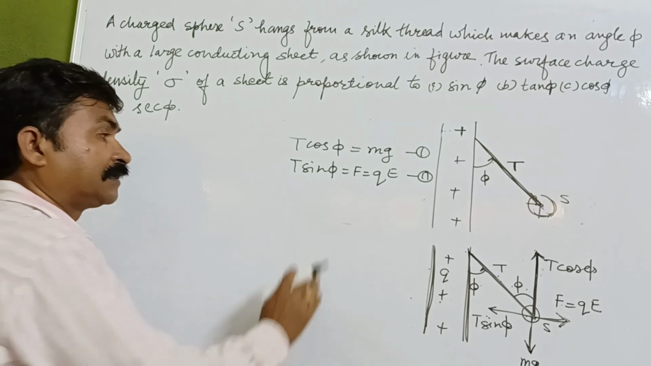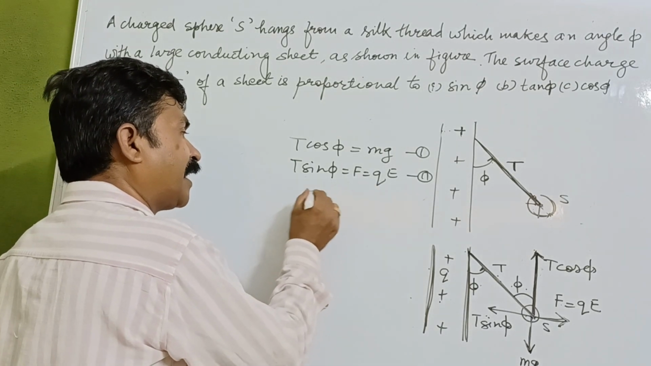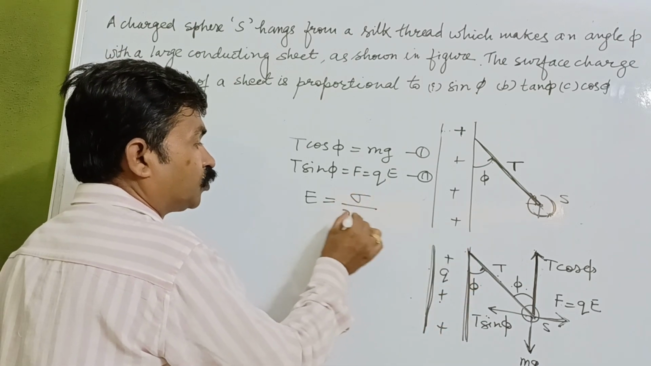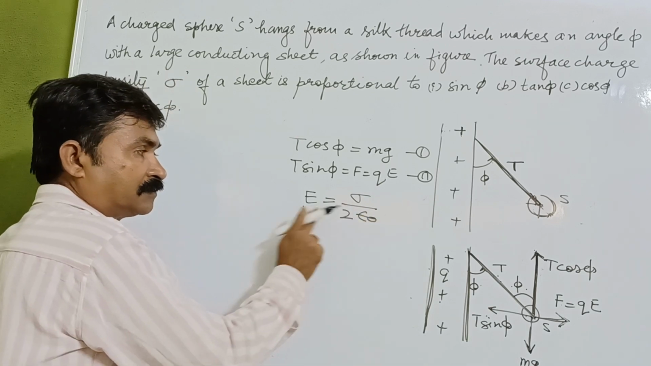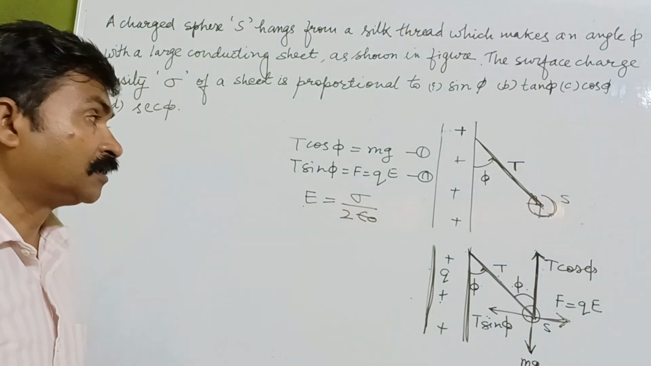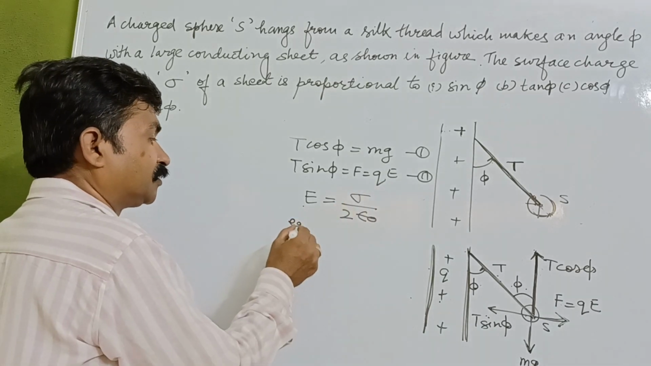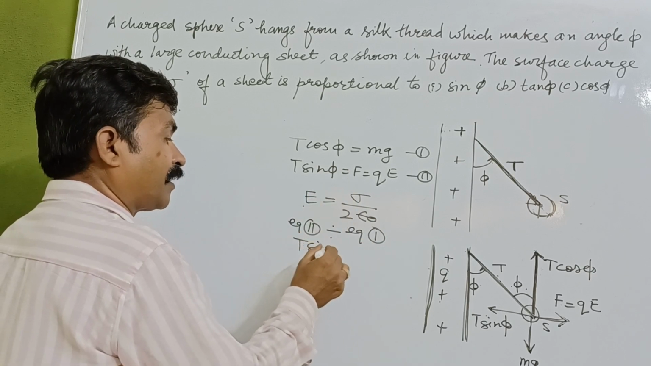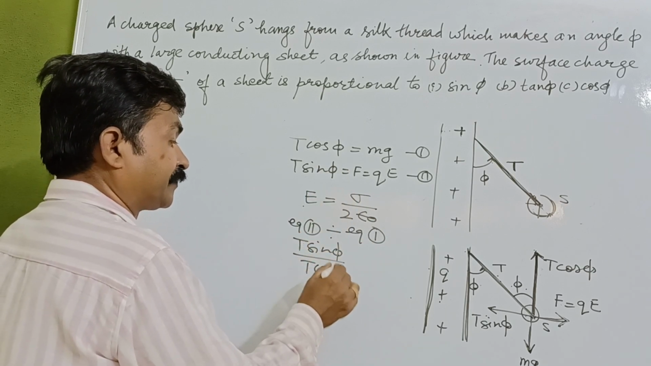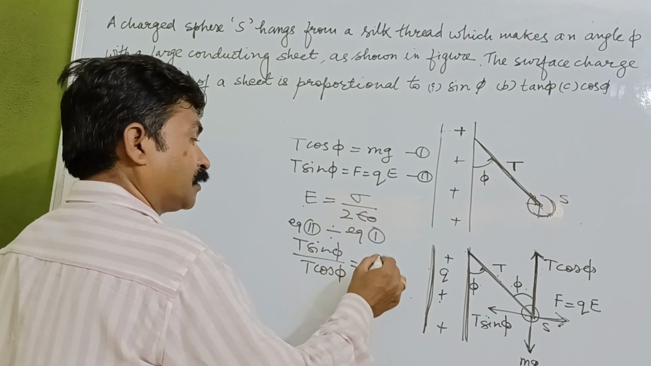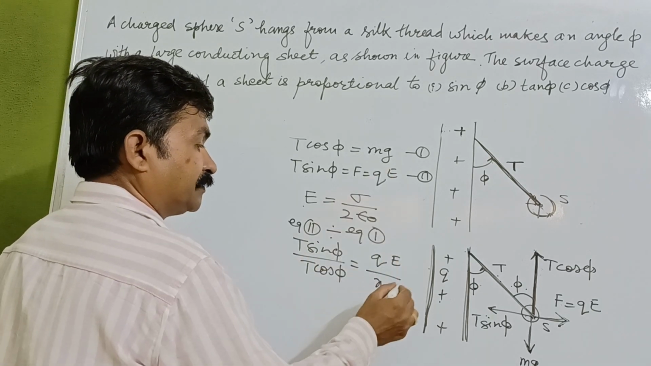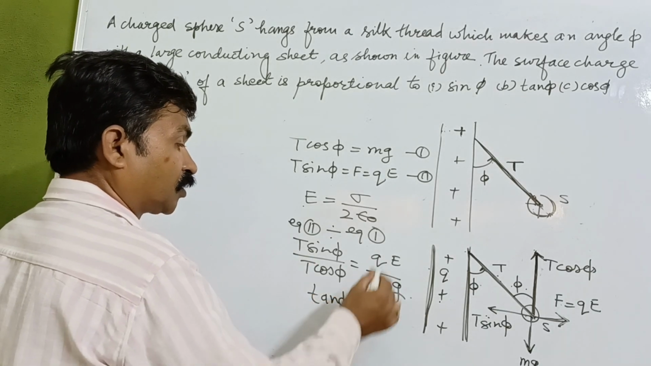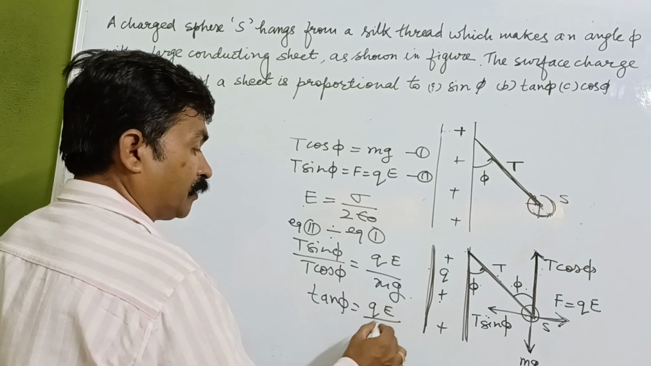Now there is a relationship between electric field and surface charge density. For a parallel plate, E is equal to sigma upon 2 epsilon naught. First, we'll take equation 2 divided by equation 1. So it is T sin phi upon T cos phi, which is equal to QE upon mg. Ultimately we have got tan phi equal to QE upon mg.